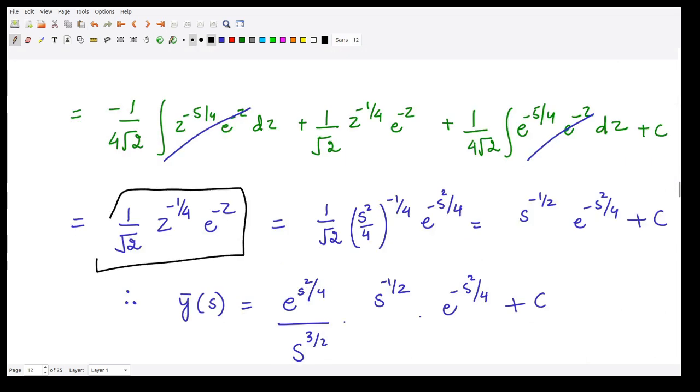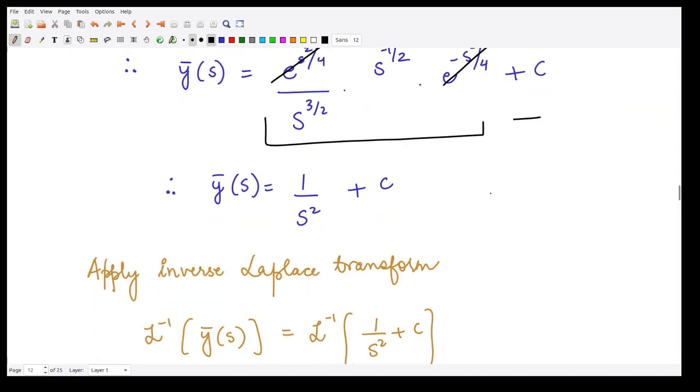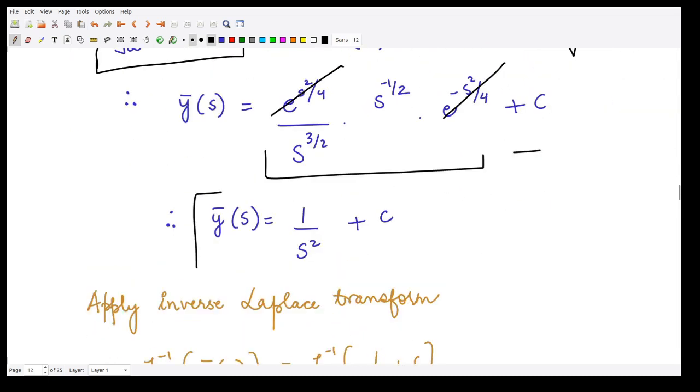So now we can make the substitution back, so that instead of z we can write s square by 4. So our final right hand side becomes equal to this particular quantity. So therefore you have the value of y bar s is equal to this quantity plus c. So this is what you have. So now you see this and this, they nullify each other, cancel out each other's effect. So we are left with this simpler expression.